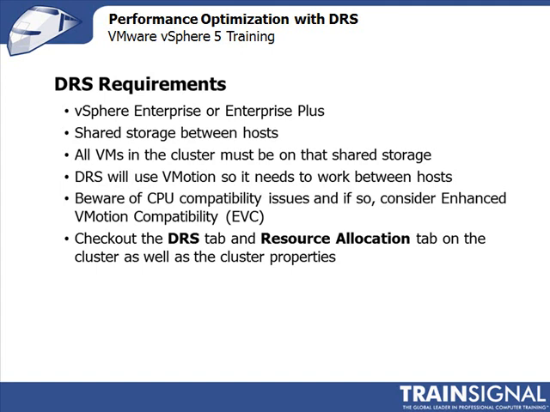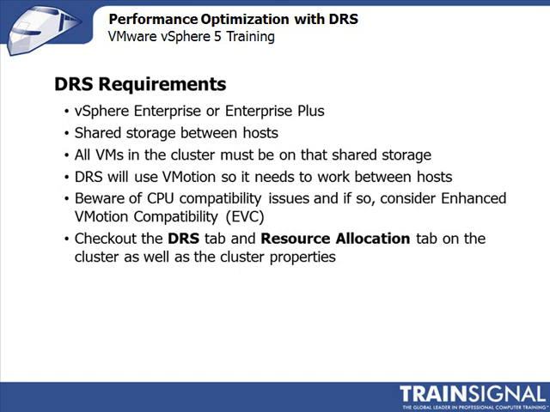And one of the best ways to see if DRS is going to work is to just try a manual vMotion from one ESXi server to another to see if vMotion actually works. That's going to test the CPU compatibility and the shared storage. You need to be aware of those CPU compatibility issues, and you also should consider enhanced vMotion compatibility if you have multiple servers from the same manufacturer but from different CPU families. You should also check out the DRS tab and Resource Allocation tab on the cluster, and that's something I'll show you here in just a minute.